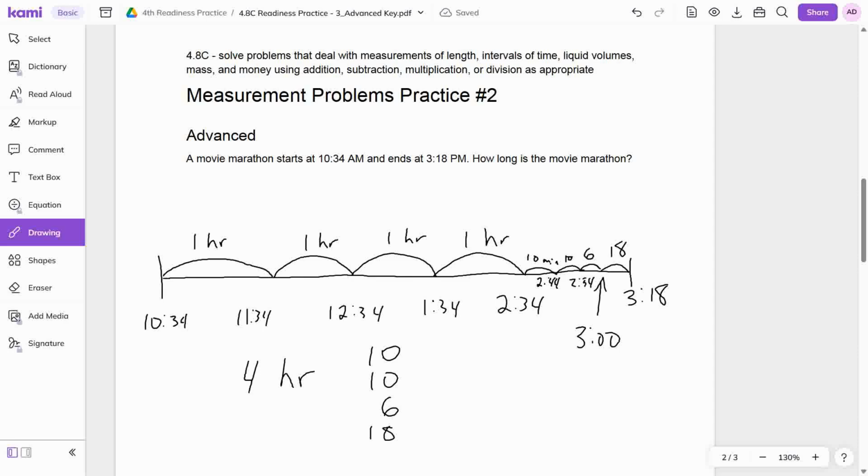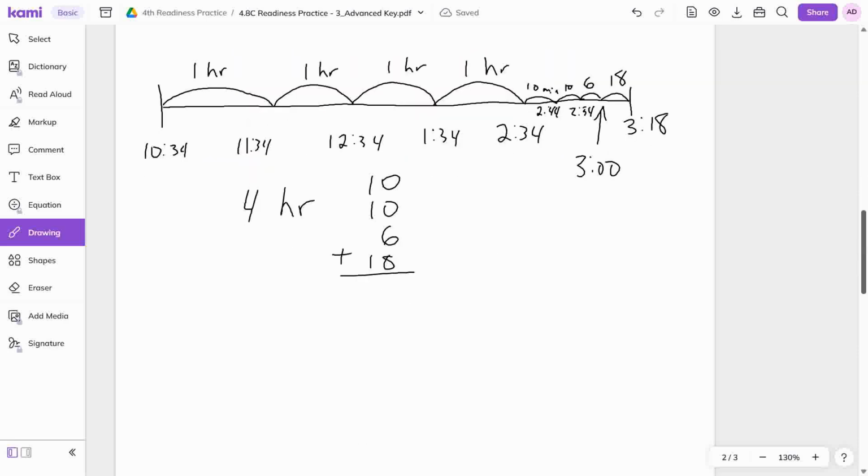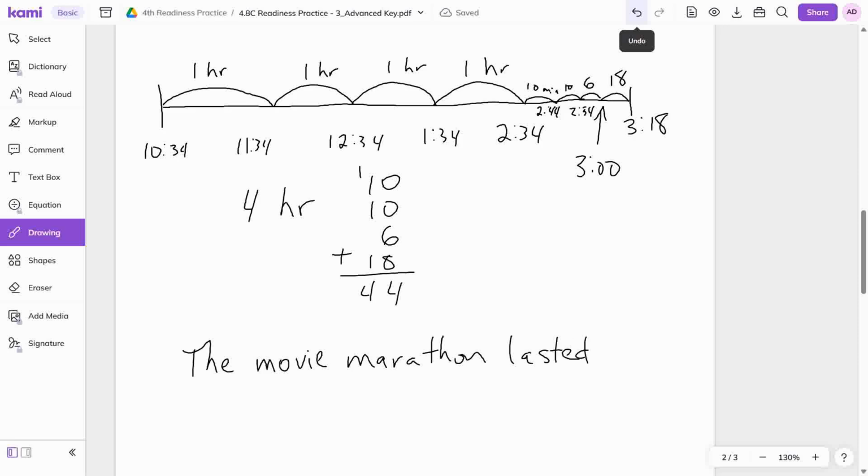And I can add that because I know it's going to be less than 60 minutes. When it gets to 60 minutes, you need to regroup it as an hour. So that's going to be 14, and that's 44 minutes. So we can say the movie marathon lasted, and then we'll go ahead and write it like this: 4 HR and then 44 M.